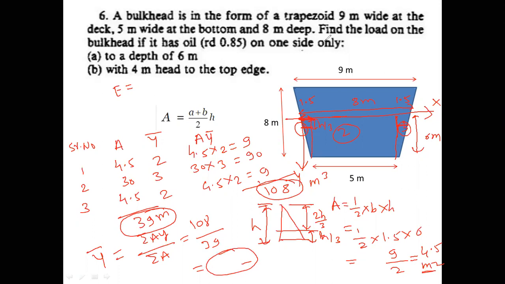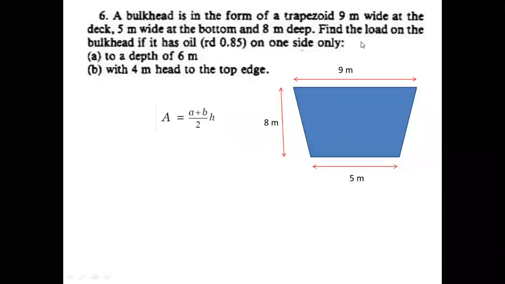Now, what is the formula for the calculation of the load? If you remember, all of you see here, load is equal to rho g a h. Now rho is, they have liquid is an oil, relative density is 0.85, means density will be 850, 9.81, area will be this 39, and y bar, that is the h value from the free surface that you will get from here. You can substitute here, you will get the load acting on the bulkhead when the water depth is up to the 6 meter. So like this, you have to do the calculation for the part A.